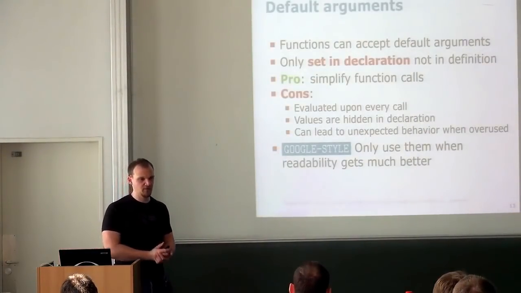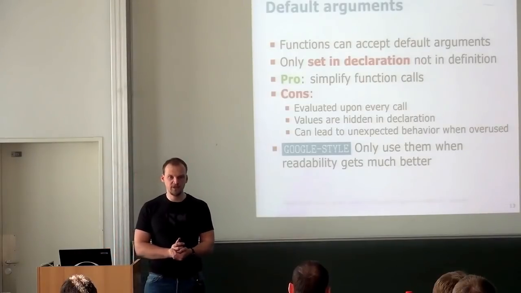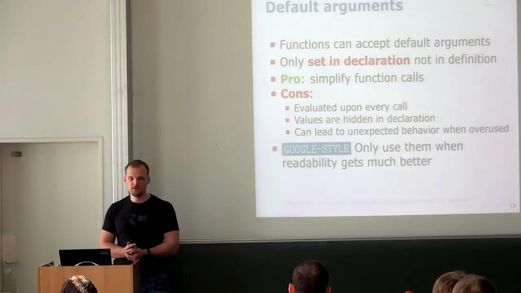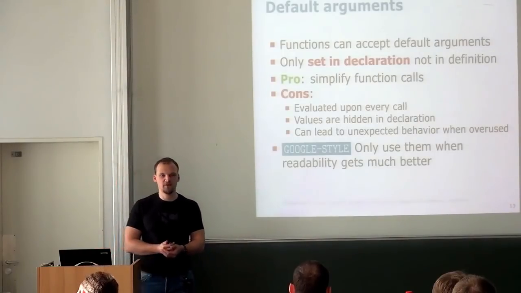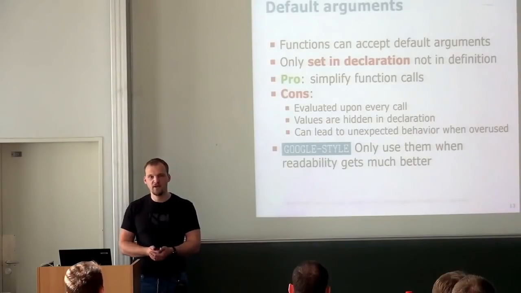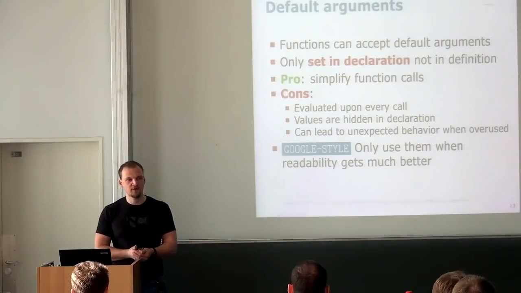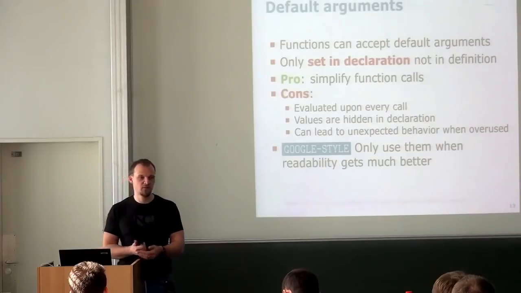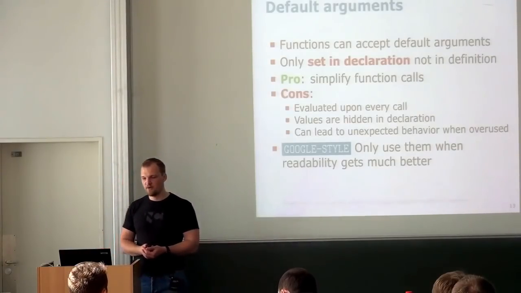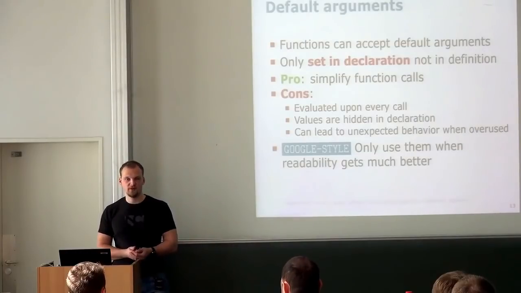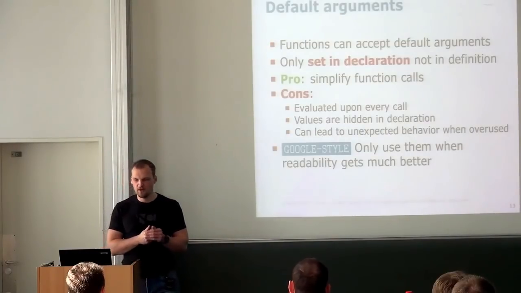So they have some pros. They have some good usages. Sometimes they actually make sense. So say if you have some function and 99% of the times the last parameter has to be 0, for instance, then it's probably a good idea to just set it to 0 and not burden your users to always pass the 0 over there. But be cautious about it. Don't overuse it.